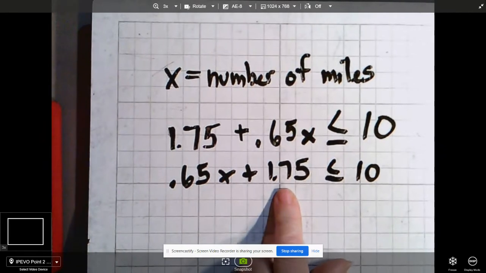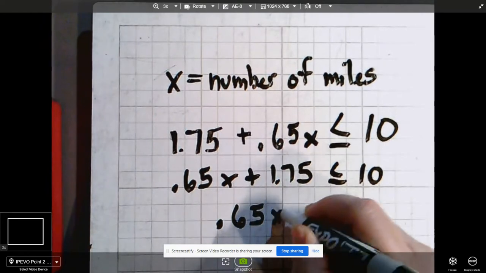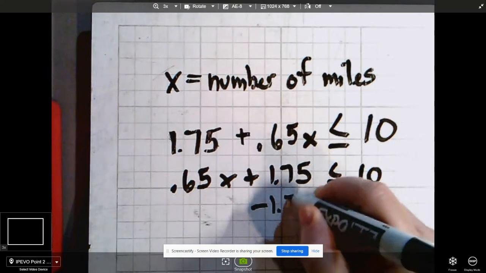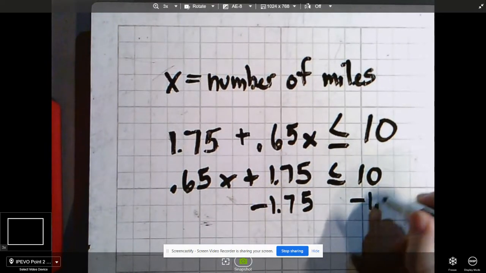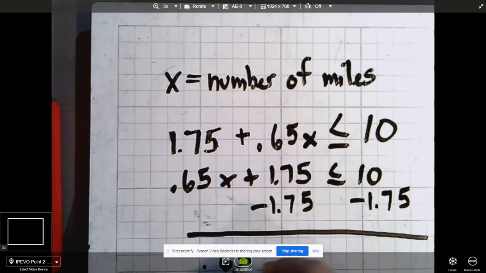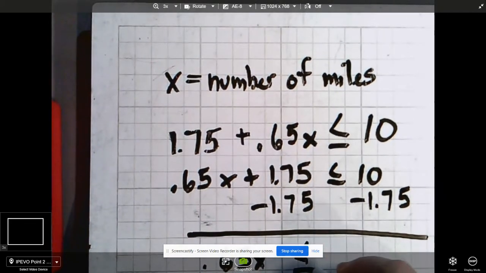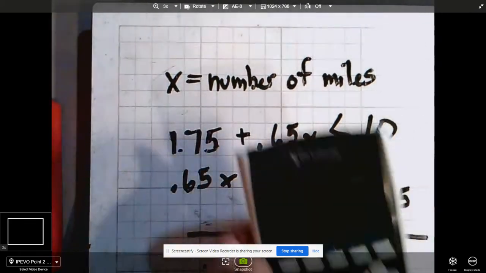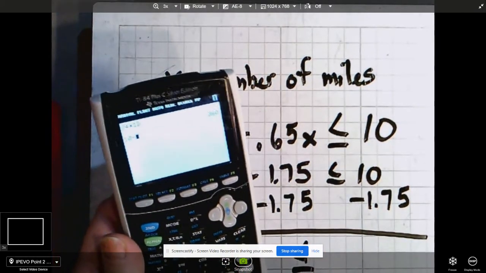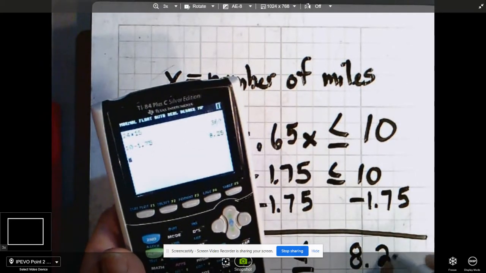I need to get this 1.75 to the other side. So 0.65x, oops, sorry, I forgot to subtract it. Minus 1.75, minus 1.75. 0.65x. Again, all I did was add and subtract, so I can just carry down my inequality sign. You can just take out your calculator if you want to do the math. You can just say 10 minus 1.75, and you'll get $8.25.